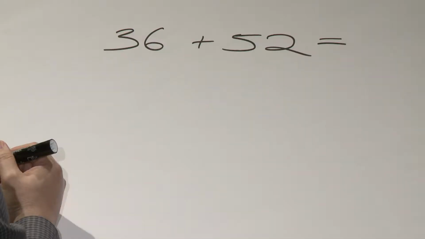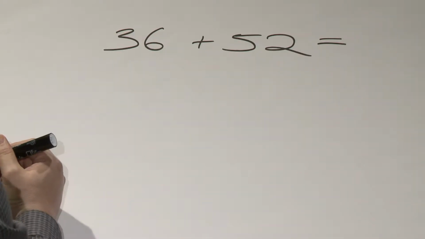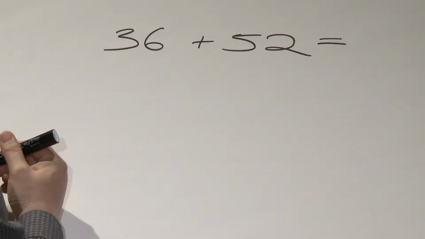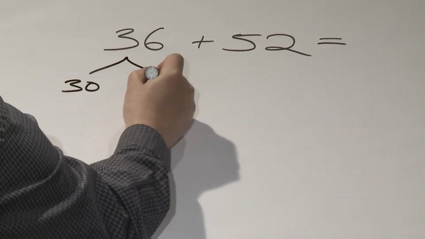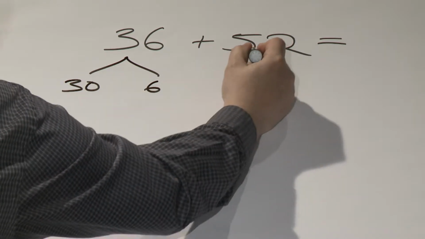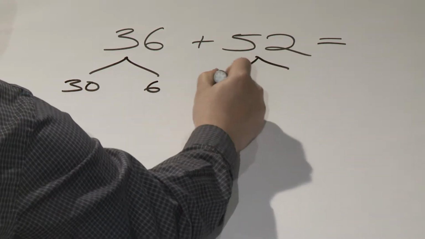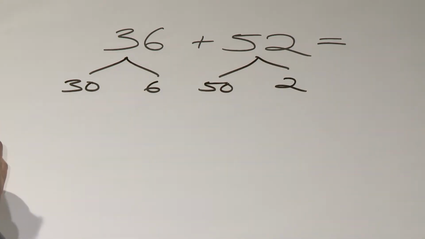We are going to explore strategies for addition. We will focus on partial sums. With partial sums, we can break apart one or more addends to make the addition more efficient. Let's take a look. To find the sum of 36 and 52, I can break apart one or both addends. I might think of 36 as 30 and 6, and 52 as 50 and 2. I can now add these partial addends.